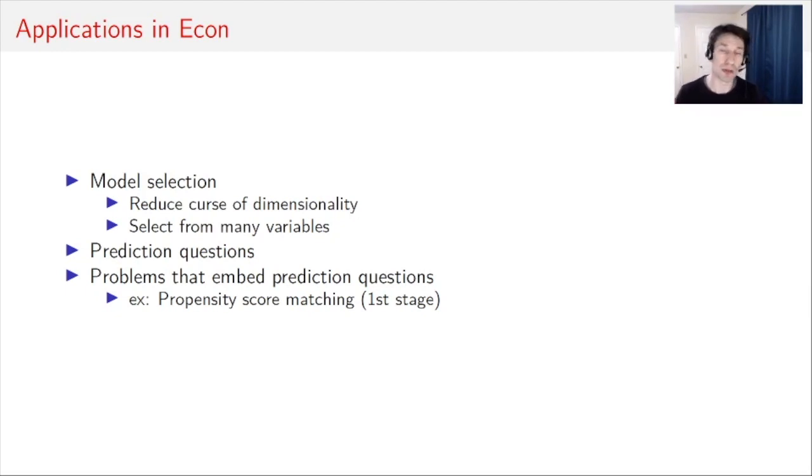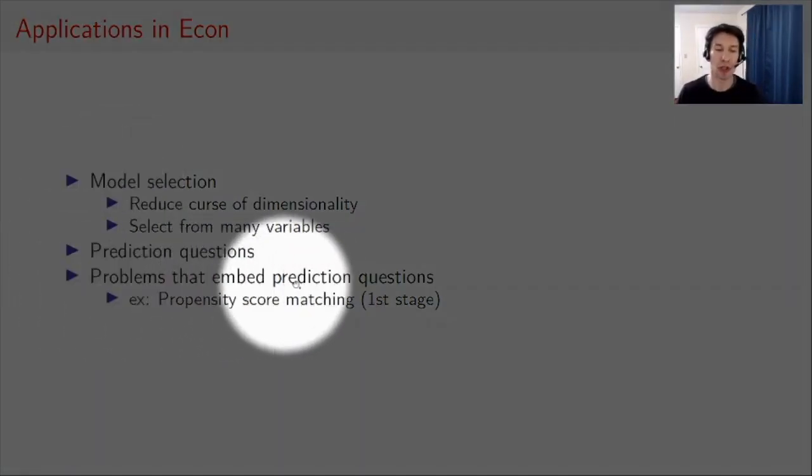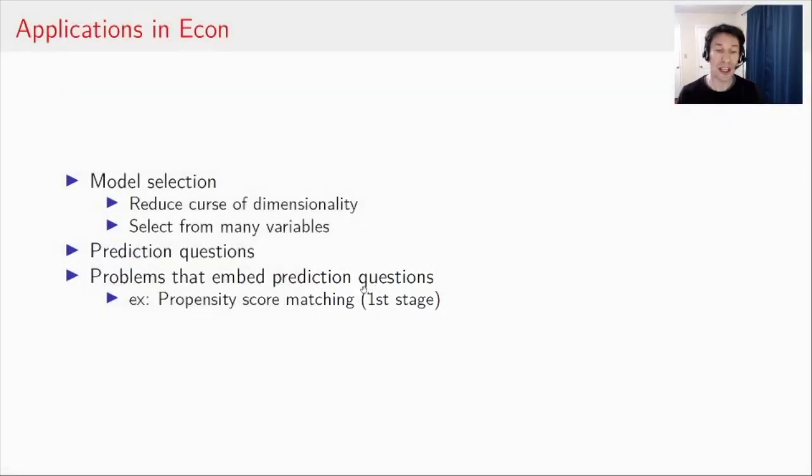And a third application might be the problems that we have in econ that are actually embedding prediction questions inside of them. So think of propensity score matching. The first stage of a propensity score matching algorithm is to do the matching, and that is in essence a prediction problem. So what you can do is you can use something like this to improve your matching, to improve your prediction, and then use it for causal inference later. So one of the ways in which these algorithms can be helpful for us is to help us with the prediction parts of our causal inference questions.